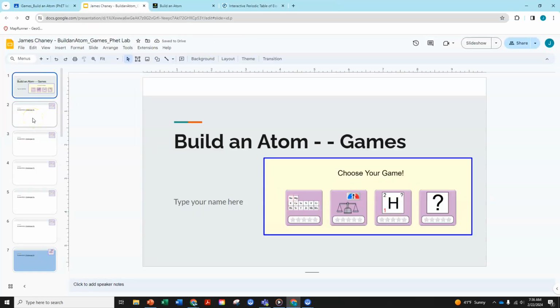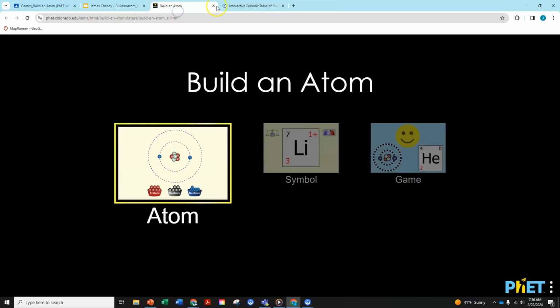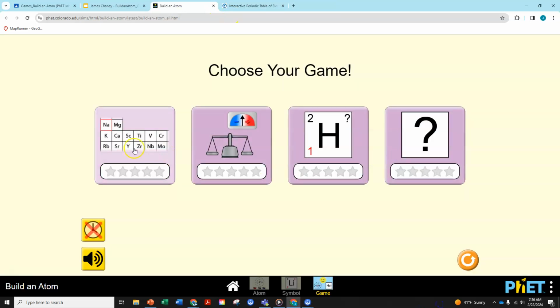And slides 2 through 6 are going to be the first game, which looks like this. So I'll show you what that looks like. So in our game section, we have these different types of games, and I'll show you 1 or 2 from each one. I'm not going to do all 5. That's going to be up to you. So let's look at a couple from here.